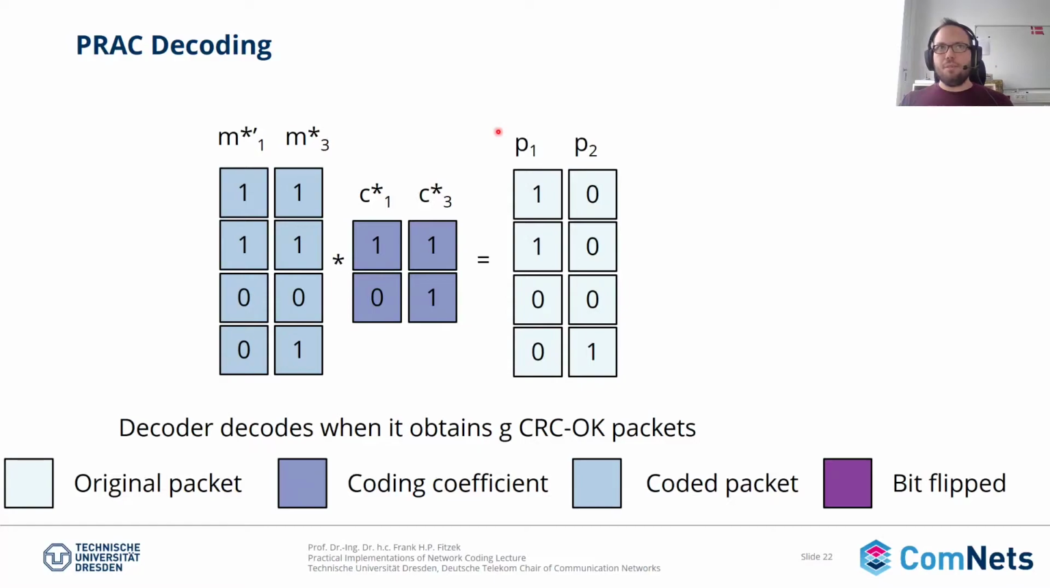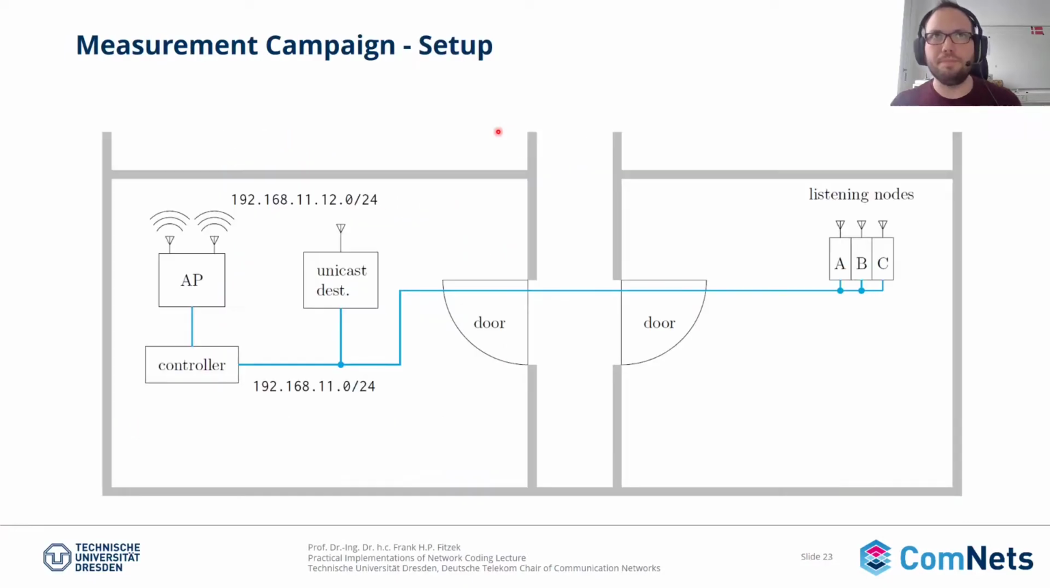So we did, at the chair, some performance evaluation. I will talk a little bit about that. We did some measurements to evaluate how well PRAC could perform, and we had this setup. We had 2 offices, one in front of the other, and we had 3 devices that were connected to a Wi-Fi access point, and they were listening.